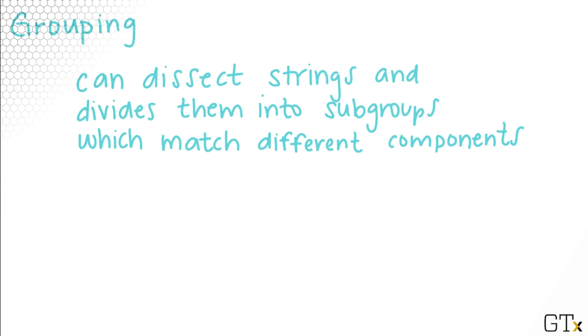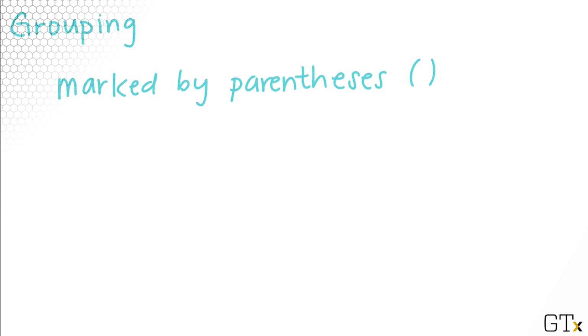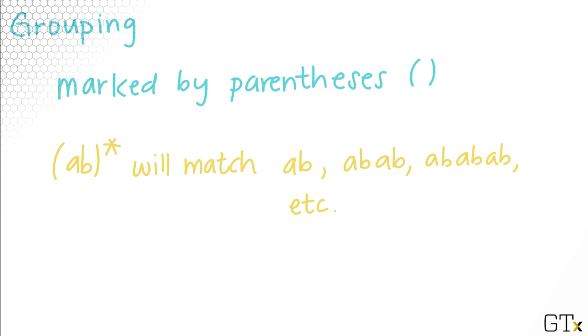Now that we have learned the components of regular expressions, we need to discuss how we can group the components together. Grouping allows us to dissect strings and divide them into different subgroups, which will allow us to match different components. We can denote groups using parentheses. For example, by grouping AB inside the parentheses and then putting an asterisk behind it, we are saying we can match AB 0 or multiple times.